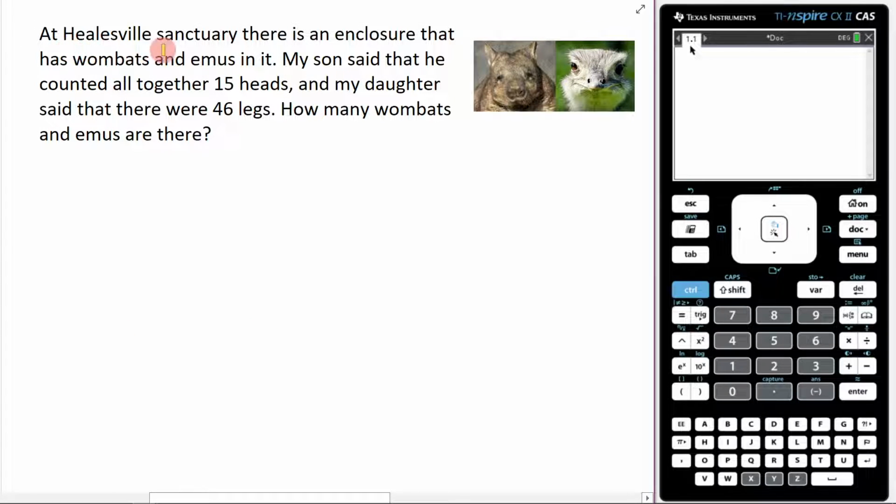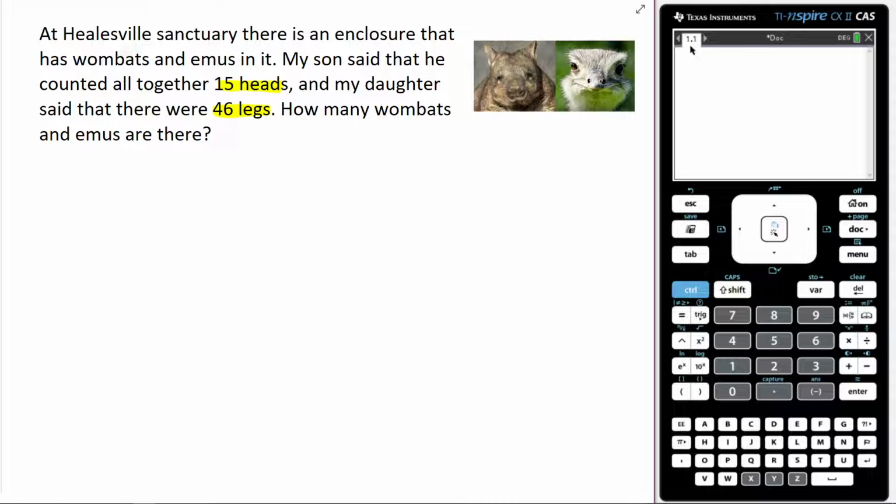It says, at Hillsville Sanctuary, there is an enclosure that has wombats and emus in it. My son said that he counted altogether 15 heads. And my daughter said there were 46 legs. How many wombats and emus are there?